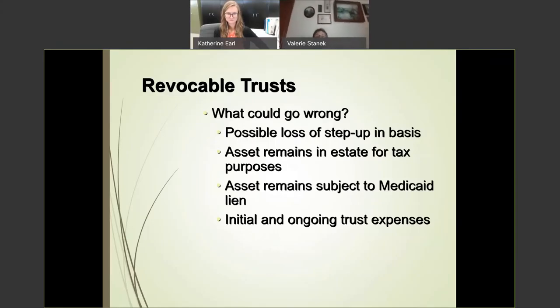So what could go wrong? You can lose the step-up in basis in some of the assets that you are passing on through a revocable trust. Your assets will remain in your estate for tax purposes. So those assets may be subject to estate taxes. The asset also remains subject to a Medicaid lien because it's considered by Medicaid to still be yours. There are initial and ongoing trust expenses. They can be more and less burdensome depending on how straightforward the trust is and depending on who your trustee is.